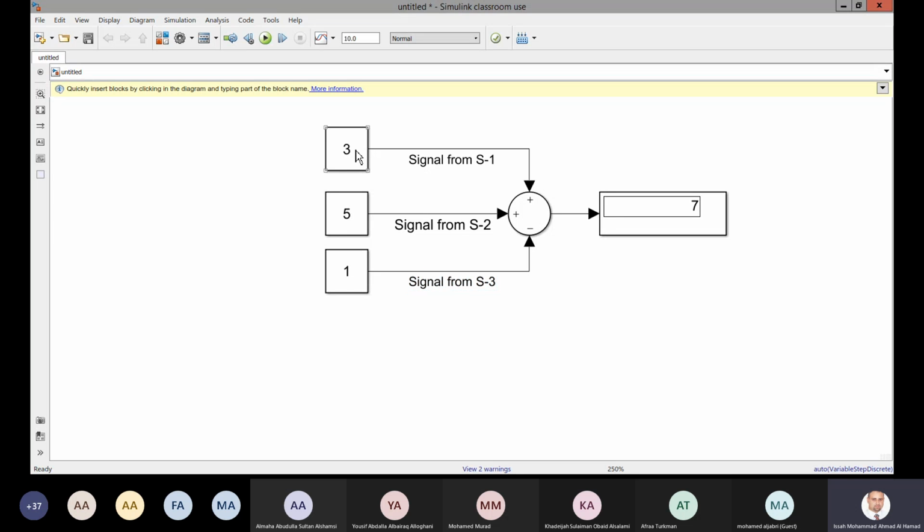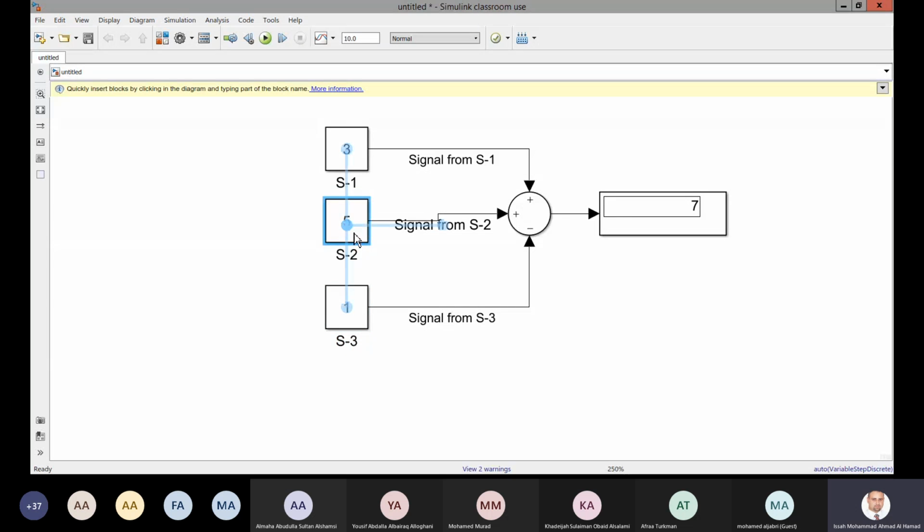You can also add annotation for the blocks, for example. So you can say this is constant. You can say this is S1, for example. You can say this is S2. And you can say this is S3, for example. These are only some annotations to help you remember where the signals are coming from, and so on.